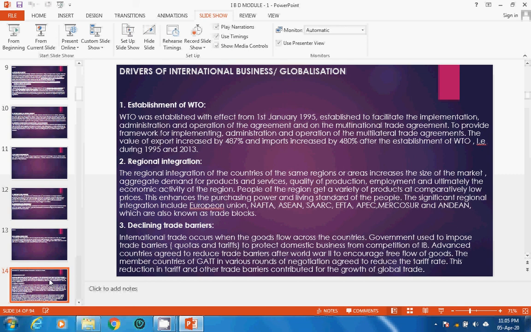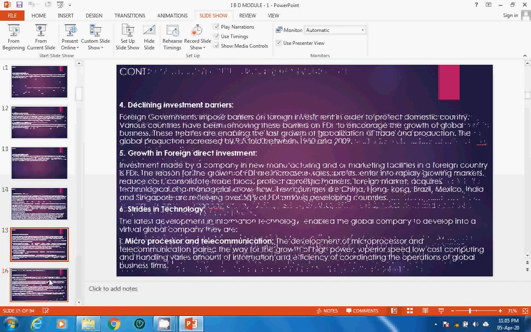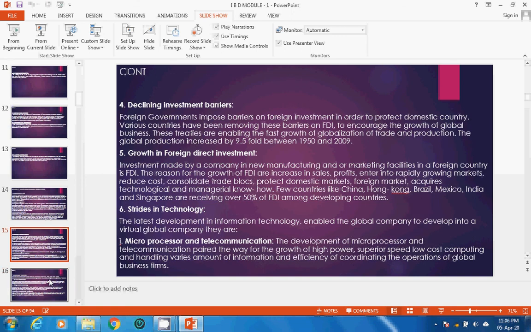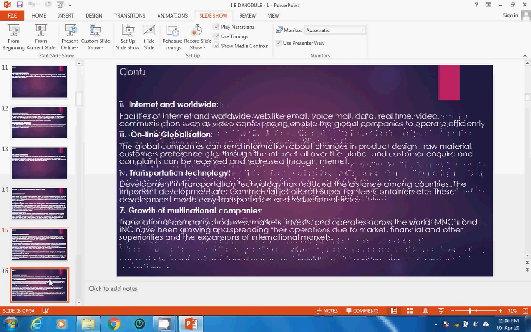Declining trade barriers: almost all the countries, as I told you, have drastically banned restrictions nowadays and opened their economies to the rest of the world. Therefore, that is one of the impetus for the development and growth of business firms to go global. So these are some of the driving forces for international business firms to go global.